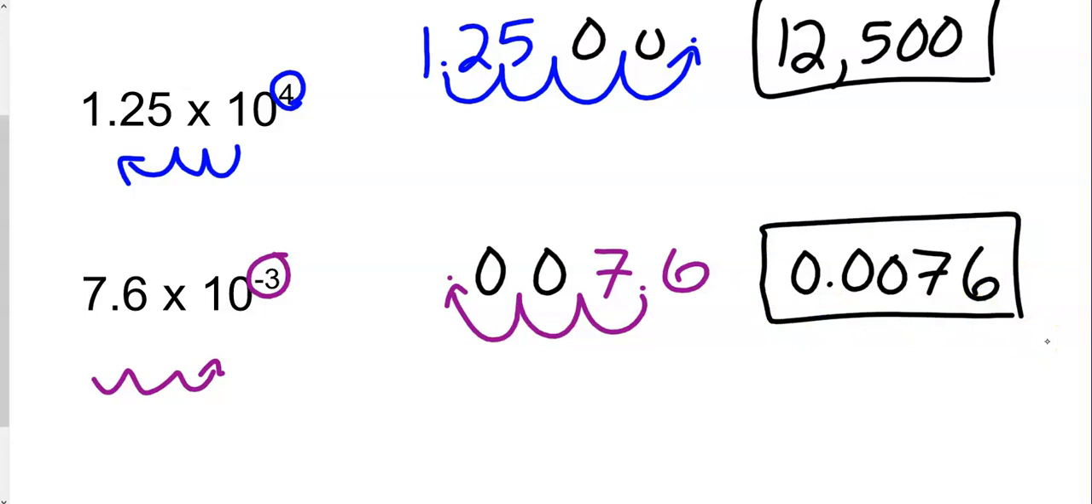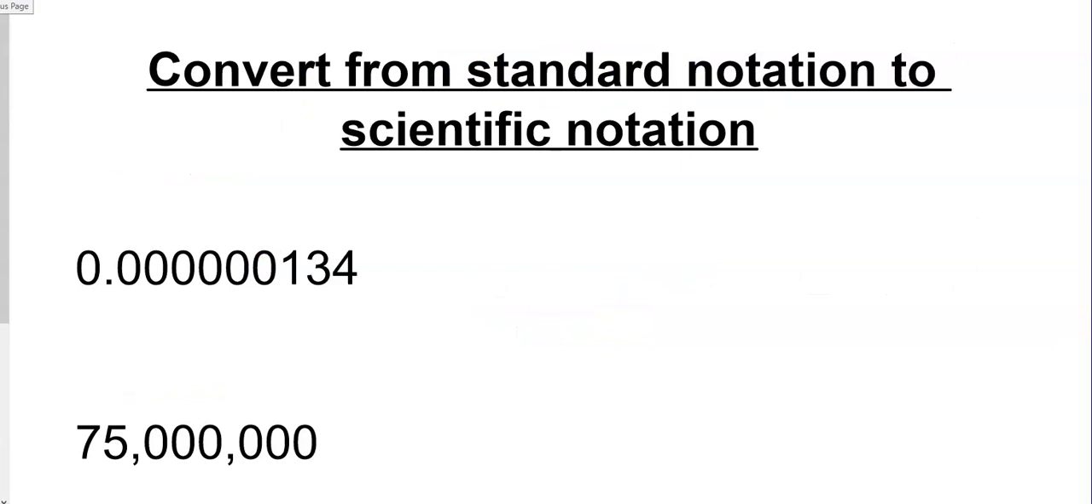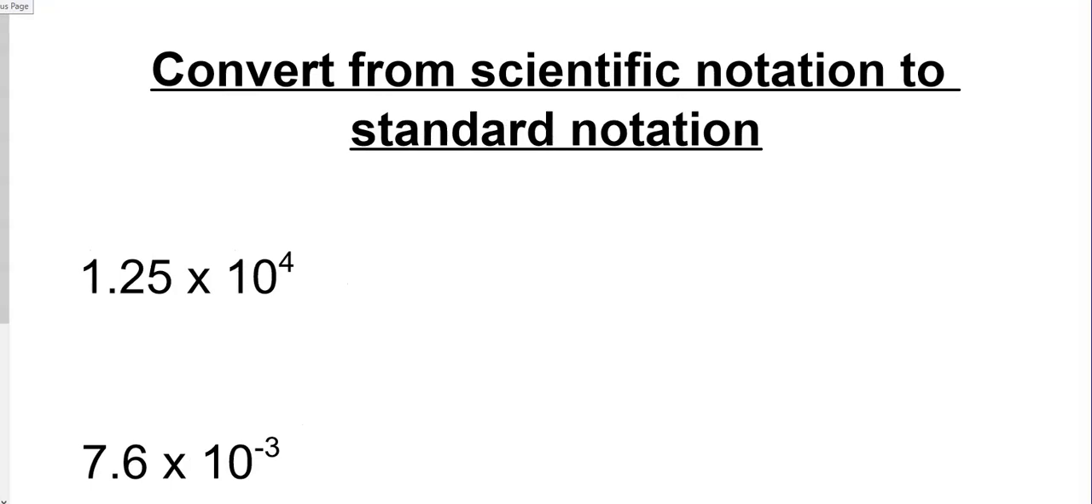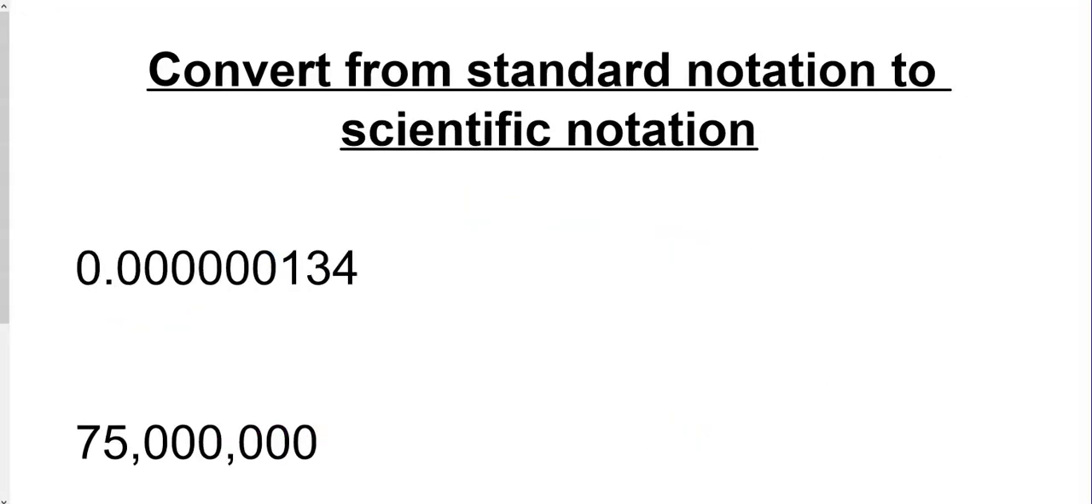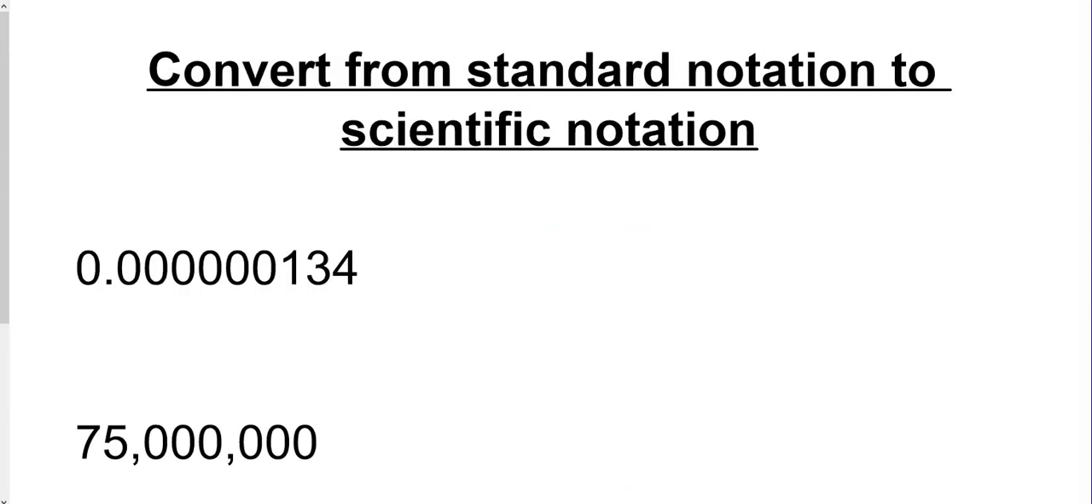So I have 4 problems that it is now your turn to try. I feel like I skipped something. Nope, I didn't. Sorry about that. I thought I had a slide in here that says your turn, but I didn't. But it is your turn now. So here I've given you a small number. I've given you a large number. I've given you 0.000000134 and 75 million. Go ahead and convert these to scientific notation. Try it.